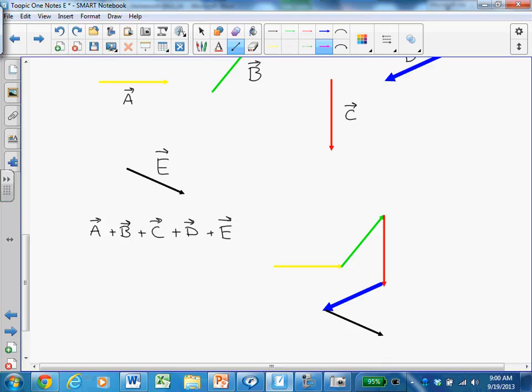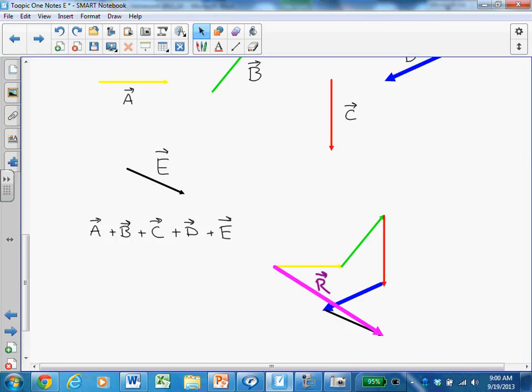How would you draw the... No. Just do it with your finger. There's our resultant, right? Good. So that's our R, our resultant.